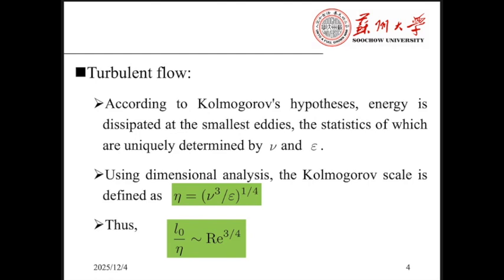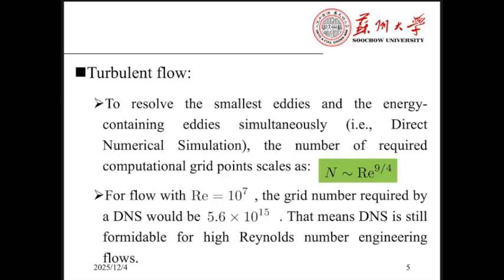Therefore, based on the two equations introduced, we have this relation: L0 over eta scales with Reynolds number to the 3 over 4th power. So to resolve the smallest eddies and the energy containing eddies in a computation, the number of required computational grid points scales with Reynolds number to the 9 over 4th power.